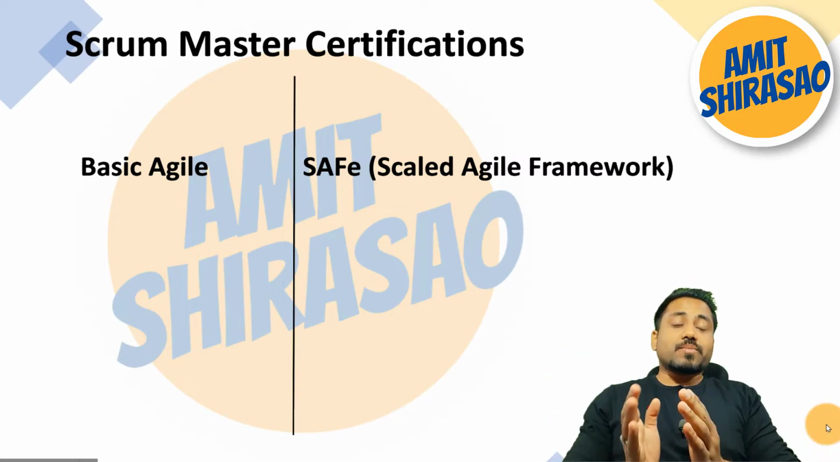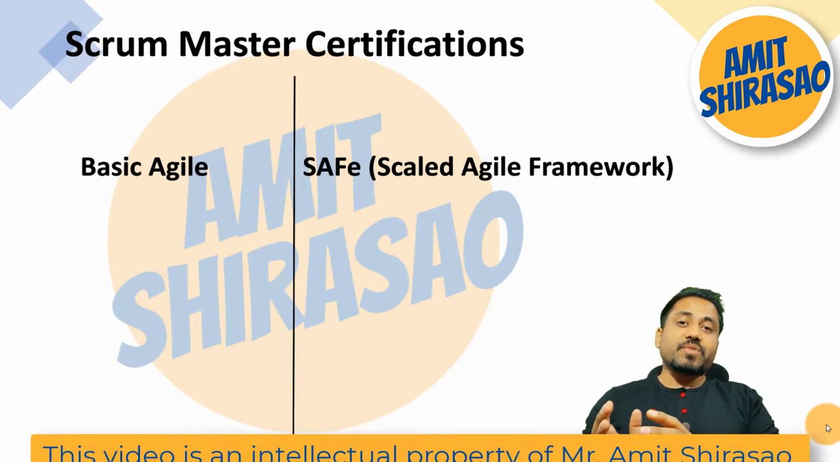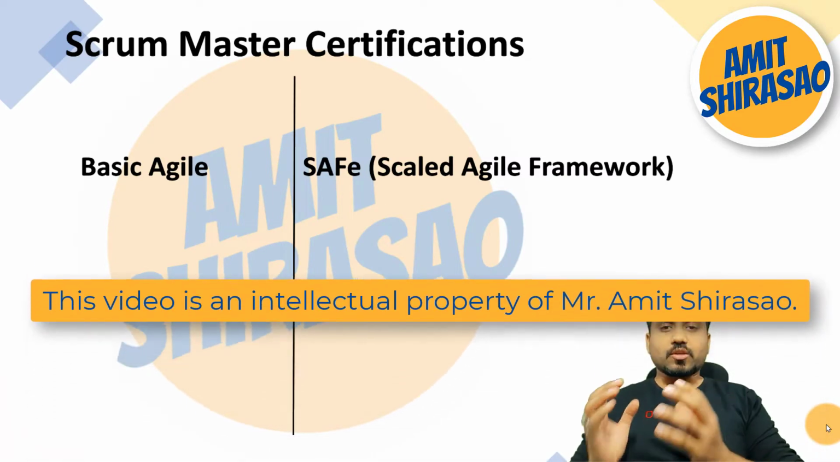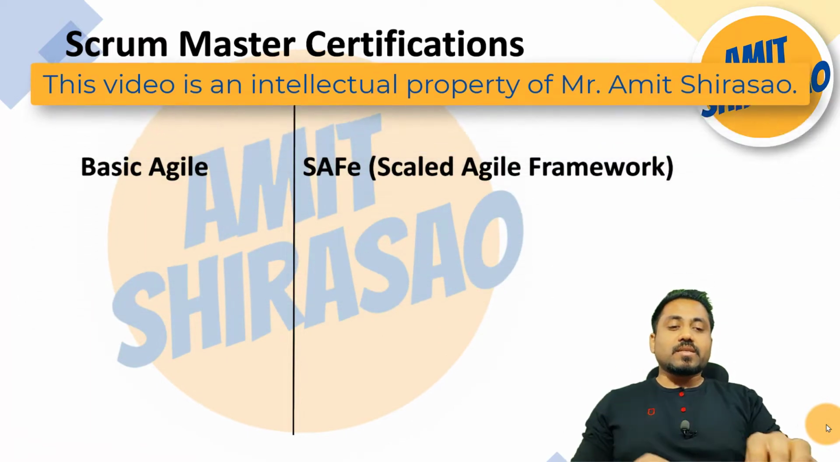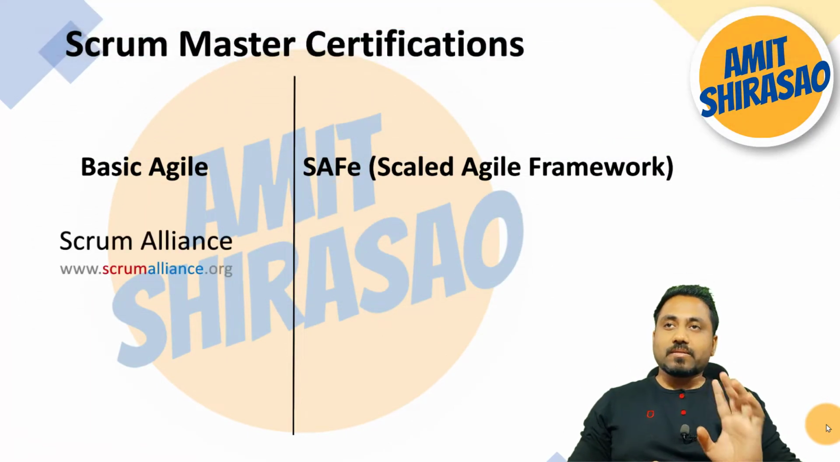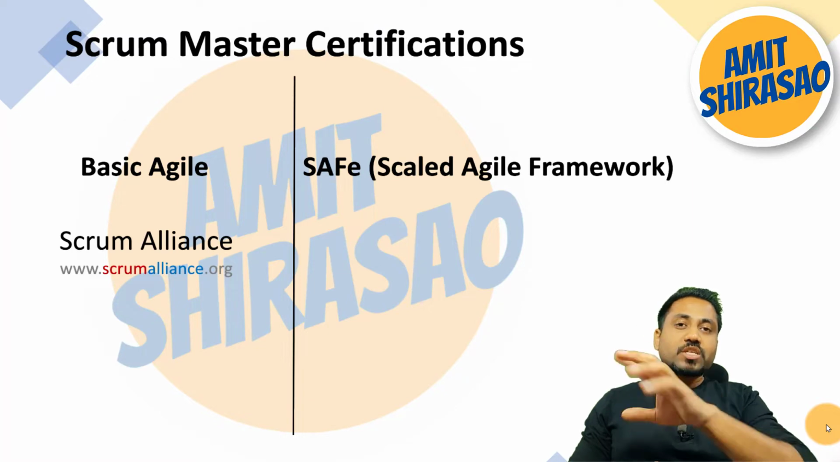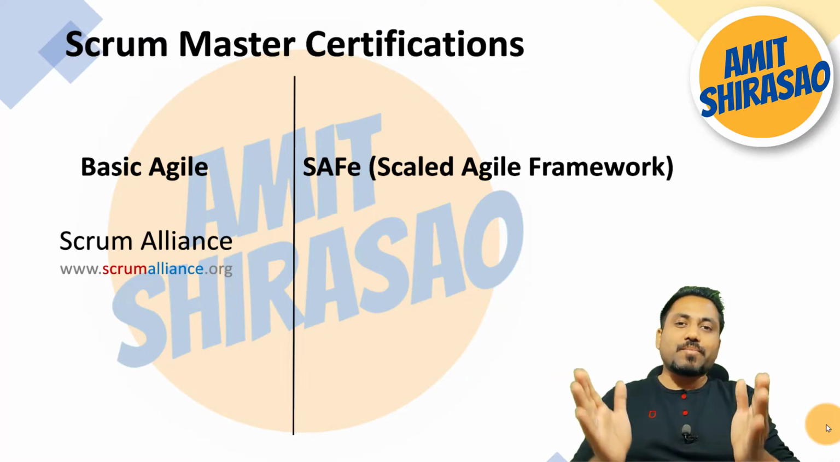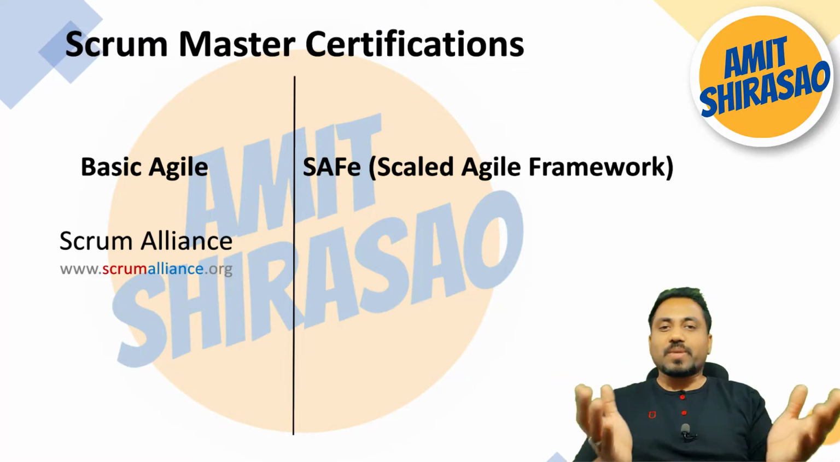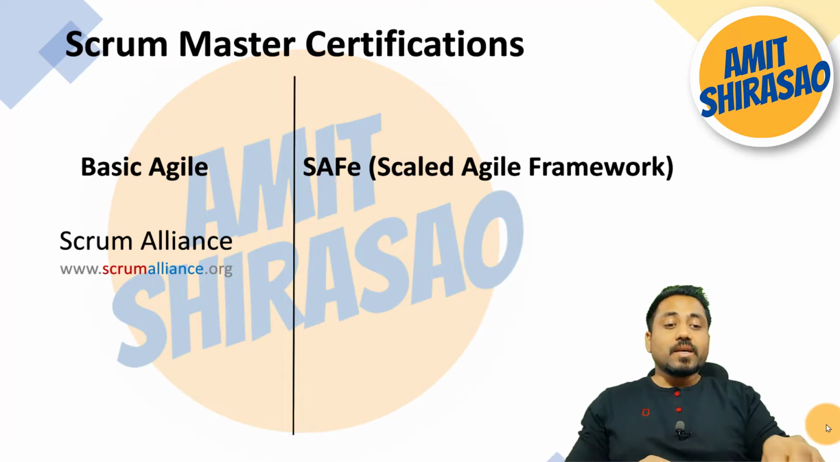So certifications are basically given by two different certifying agencies or certification authorities. In Basic Agile, the certification authority is Scrum Alliance. The official website is given over there. There's no separator between Scrum and Alliance, so you might get confused, so I've just color coded it.